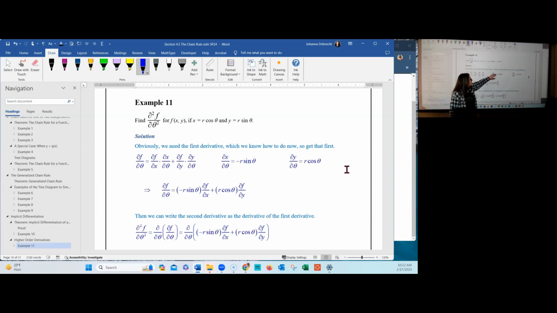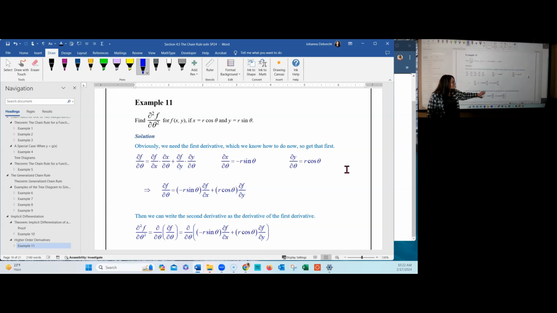We can also find the partial of x with respect to theta by applying the partial derivative to r cosine of theta to get negative r sine of theta. The partial derivative of y with respect to theta is r cosine theta. Then we can substitute these expressions into our formula. Notice that we still have the partial of the function with respect to x and the partial of the function with respect to y. We don't actually know what the function is. We just know that that's what would go into those factors.